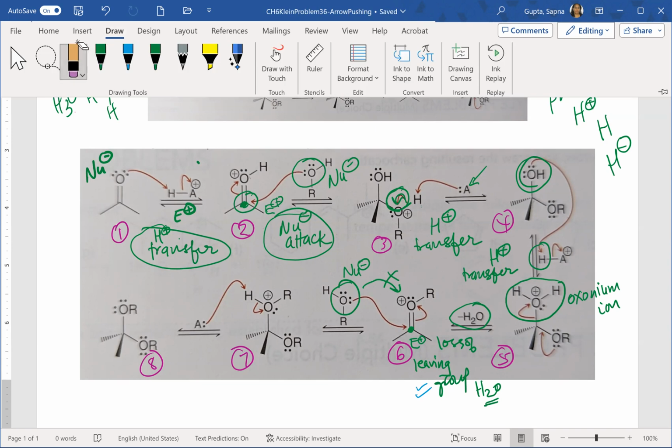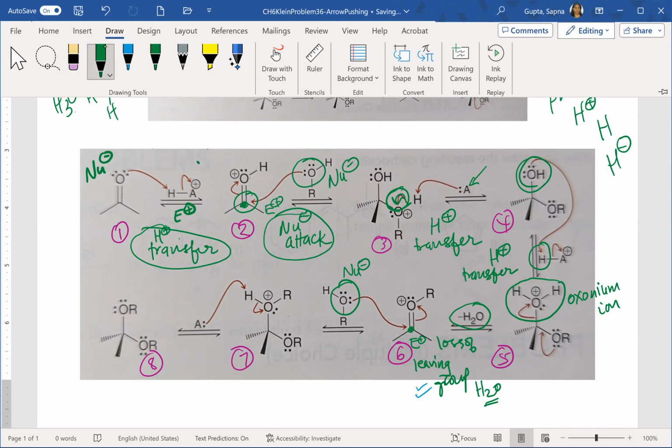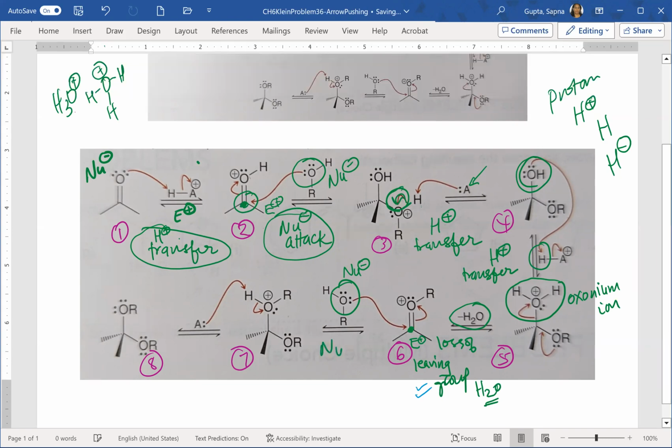So let me erase all of this. So what is happening here is just a nucleophilic attack. And I don't know what Klein calls it, but this is what I will call it, and I will accept this. I hope that he has that also in his book, and I will check that. But anyhow, it's a nucleophilic attack that's going on.